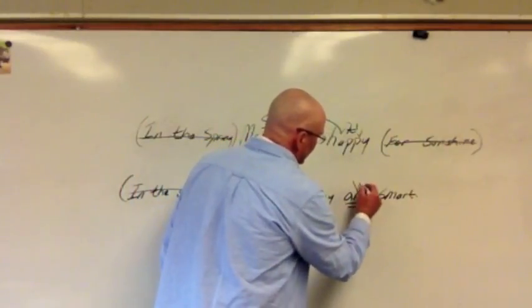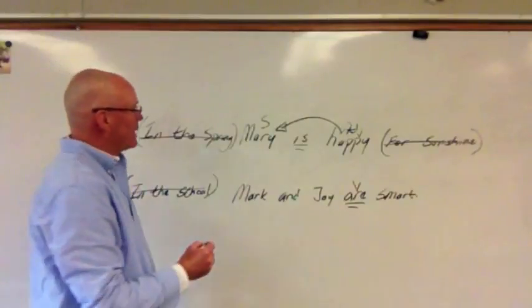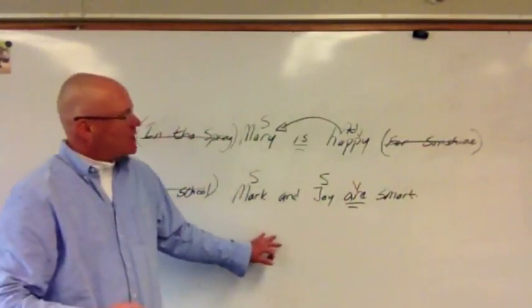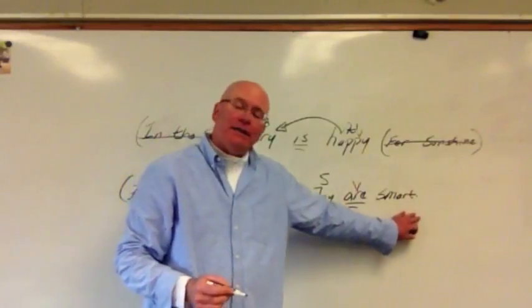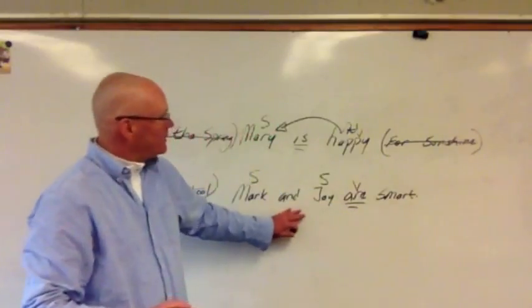your linking verb. We'll look left to find the subject, and in this case, we have the compound subject, Mark and Jay. Mark and Jay are, followed by the adjective smart. This adjective smart modifies the subject.